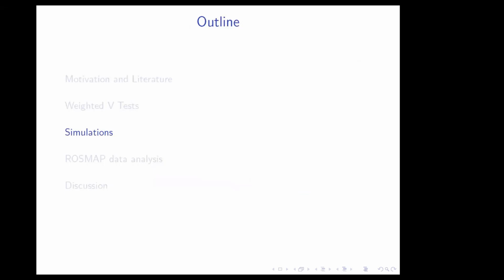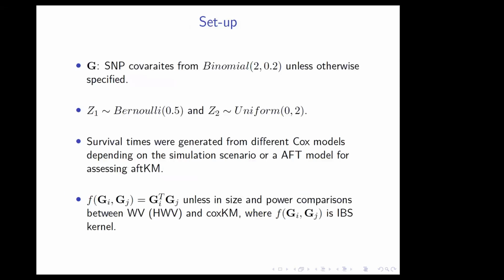Then let me show you some simulation results. In the simulation, the genetic markers are all SNPs, unless otherwise specified. Each SNP is generated from this binomial distribution. And in the simulation, we adjusted for two covariates. One is Bernoulli, the other is uniform. And we generated survival times from different Cox models, depending on the simulation scenario.